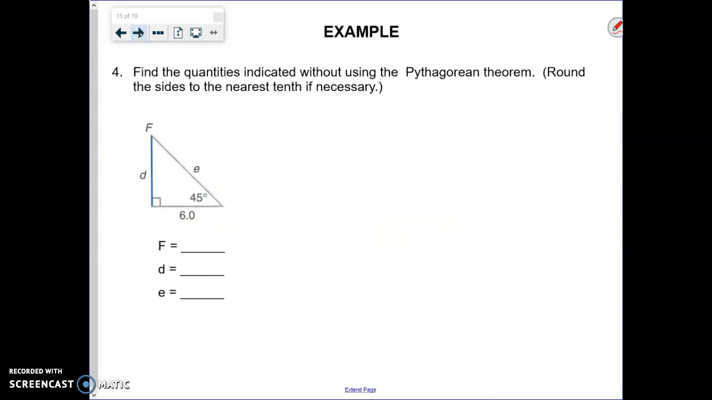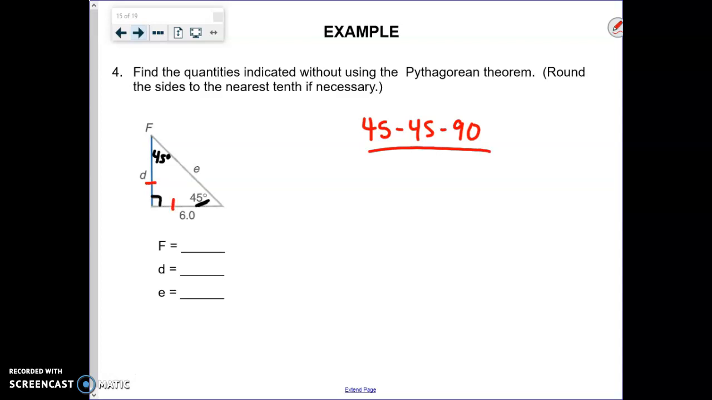So this time, if you take a look, ladies and gentlemen, we have a right triangle. We have a 45-degree angle. Now again, if you want to find the missing angle, F, you take 90 plus 45 and subtract from 180. Or you got to know if this is 45, this has to be 45 also. So what we have here is a 45, 45, 90 isosceles right triangle, which tells us these two sides here are the same length.